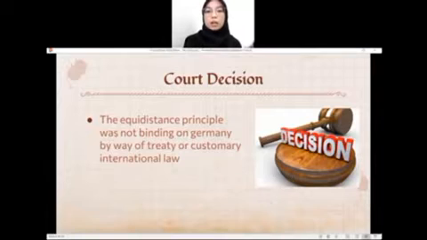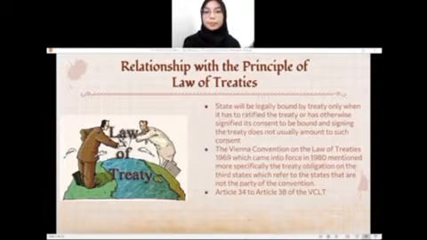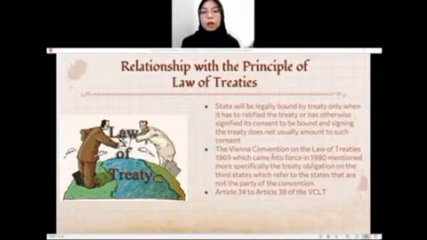Next, I will explain the relationship with the principal law of treaties. A state will be legally bound by a treaty only when it has ratified the treaty or has otherwise signified its consent to be bound, and signing the treaty does not usually amount to such consent. Ratification may depend on certain internal political and sometimes legal processes being observed, such as approval by a parliament. The precise requirements will of course vary from state to state. States which were not original signatories to the treaty indicate their consent to be legally bound by accession rather than ratification, as stated in Article 15.